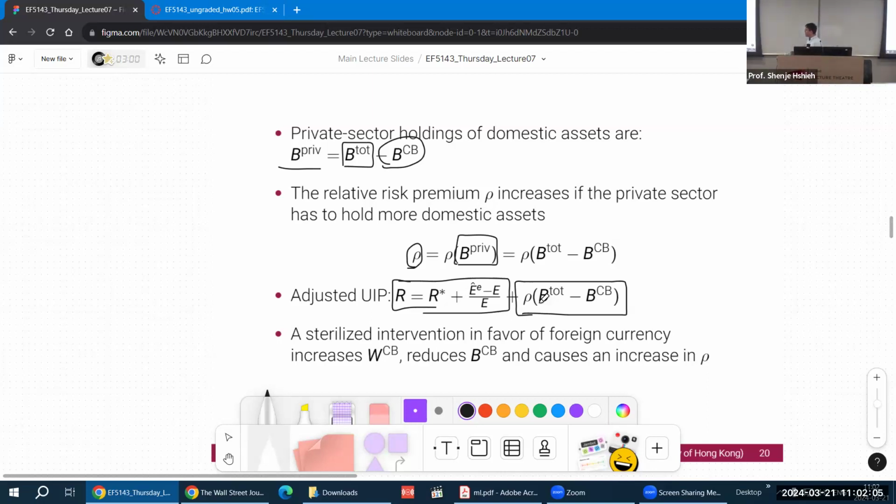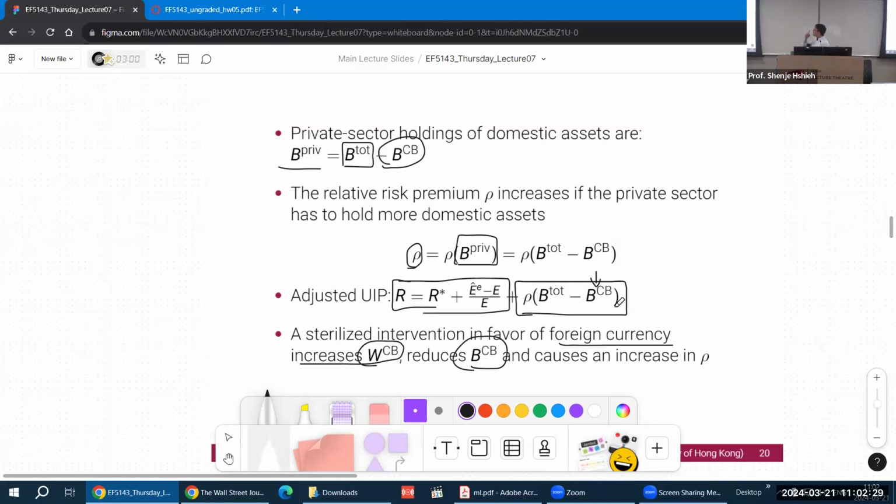Because there is a relative risk difference between these 2 countries. If I do a sterilized intervention in which I just swap foreign for domestic, in this case I sterilize the intervention in favor of the foreign currency. You'll see why it's in favor. So I'm increasing W CB, I'm reducing B CB, right? So this goes down.